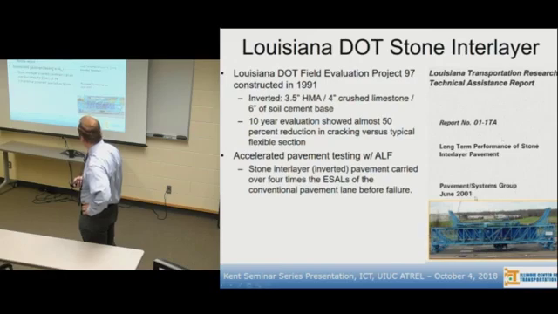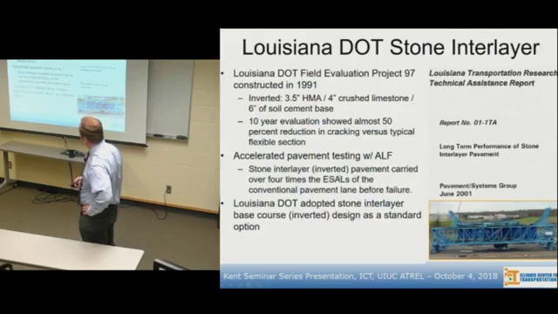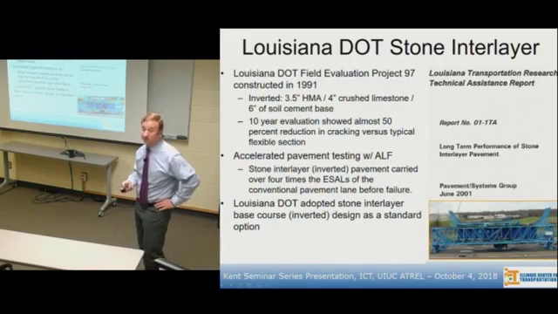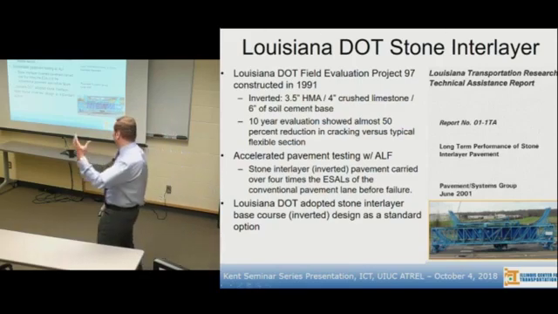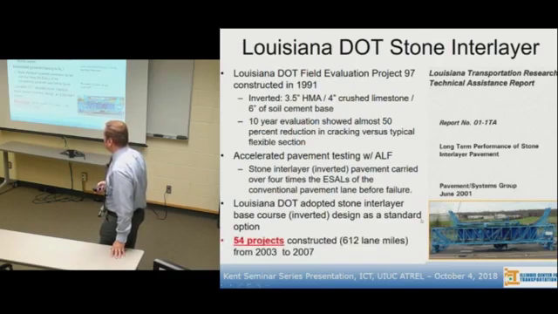Here is a report from 2001. They have their ALF machine, another accelerated pavement testing machine. And with the ALF, the stone interlayer system, they call it stone interlayer, the cement stabilized subbase, the pavements, inverted pavements, carried over 4 times the easels of the conventional pavements before failure. Again, whatever failure that they were looking for, fatigue or rutting.